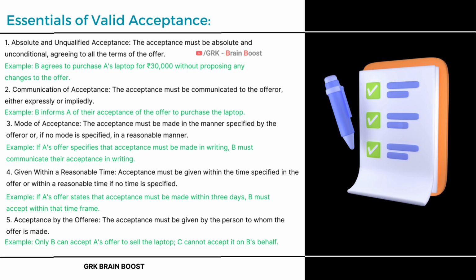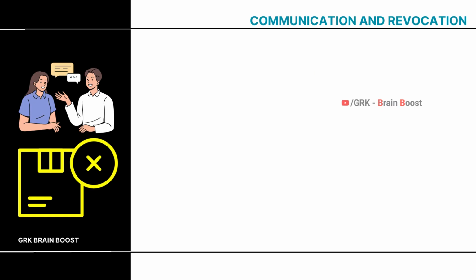Acceptance must be given within the time specified in the offer, or within a reasonable time if no time is specified. For example, if A's offer states that acceptance must be made within 3 days, B must accept within the same time. And next we discuss communication and revocation.